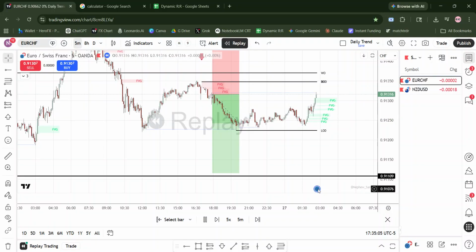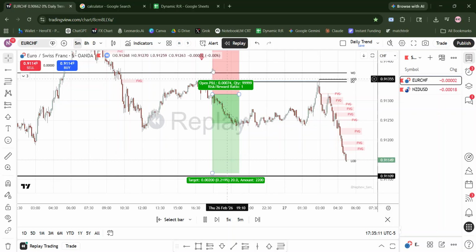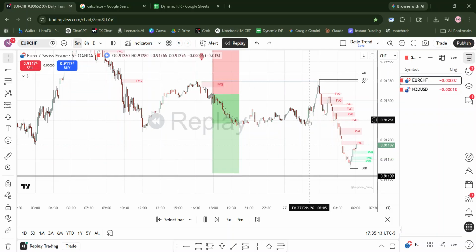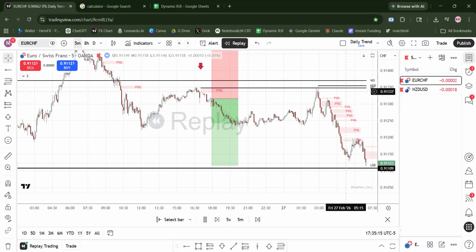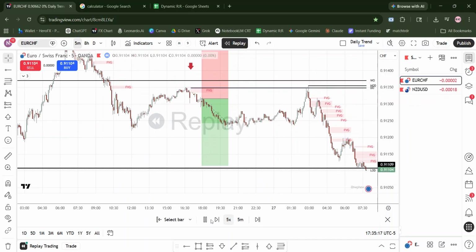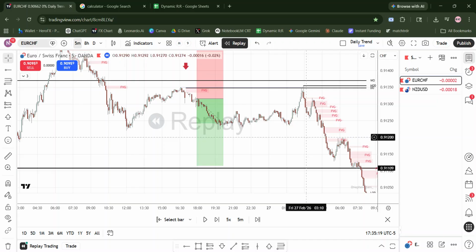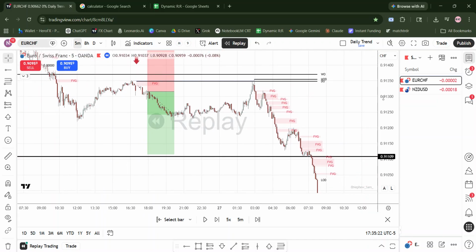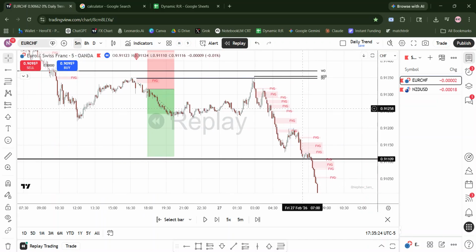I think that it dropped on news, or maybe not, I don't know. Okay, but this gap did hold all day. It did consolidate quite a bit, but eventually it did drop. And there we go. Take profit was hit right there. It was an all-day hold. Take profit didn't get hit until 7:45.